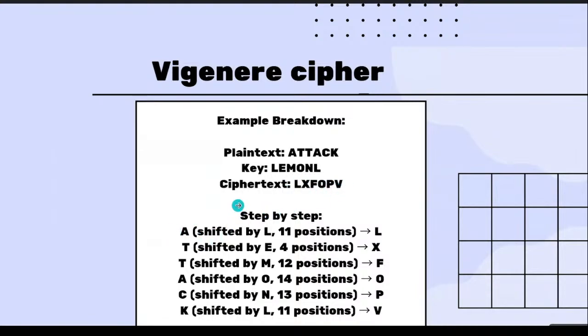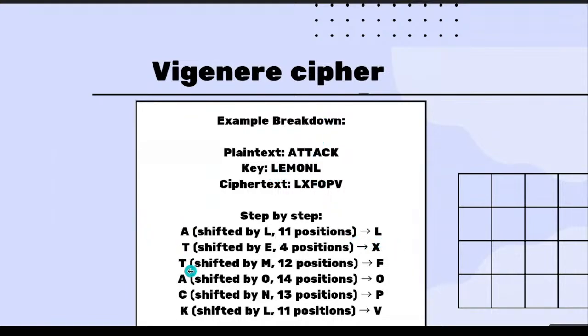Okay, so let's take A, and the key for A, the corresponding letter, is L. So we shift A by L amounts, which means 11, because L is the 11th alphabet. So A turns into L because it's the first alphabet, 1 goes to 11. And then T. T is shifted by E because E is the corresponding key of T. So it goes to X.